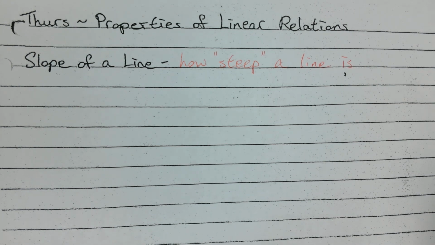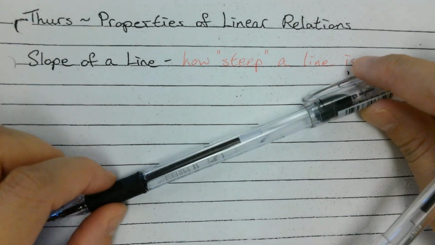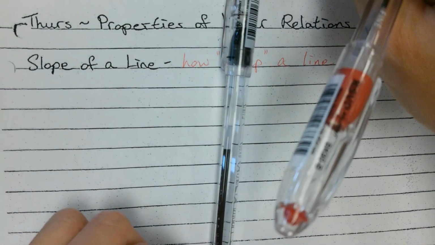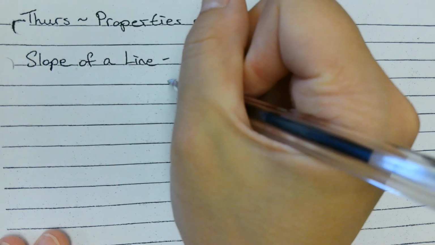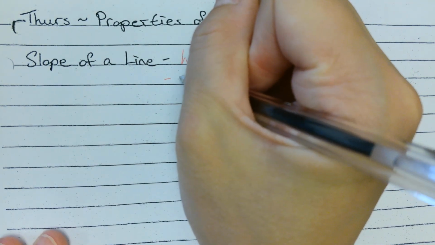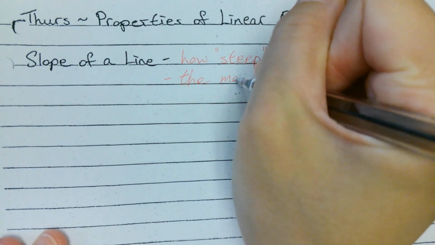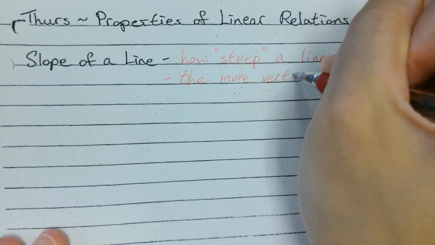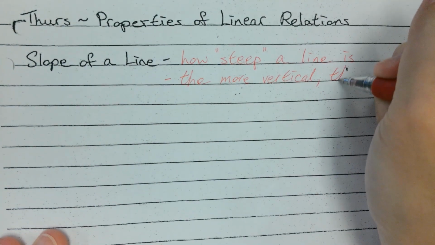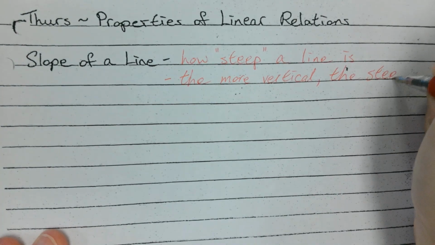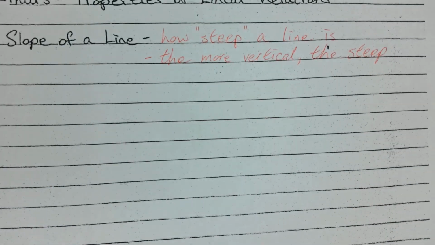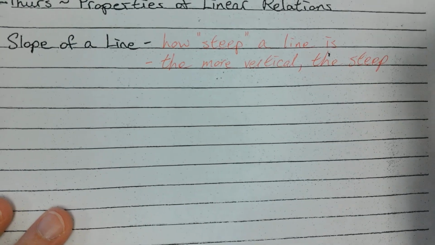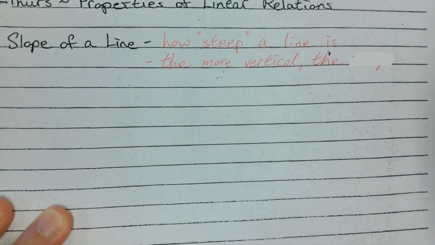The more vertical the line, the more steep it is. So for example, if I have a line like this and a line like this, this one is more steep. Right? So you can think the more vertical, the more steep.